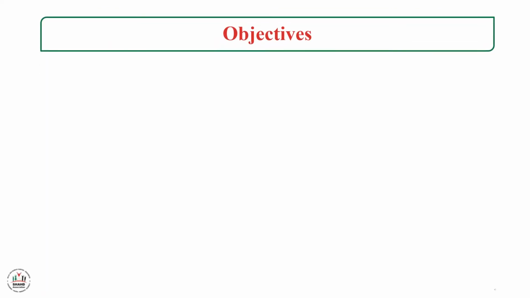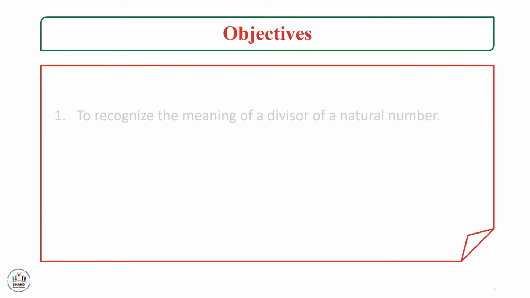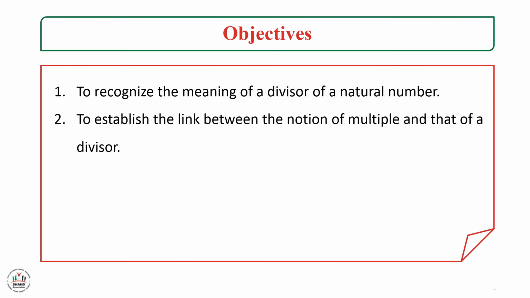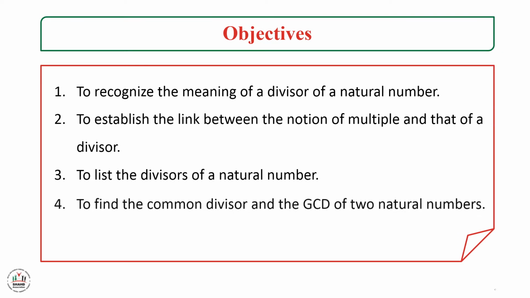The objectives of our lesson are: first, how to recognize the meaning of a divisor of a natural number. Second, how to establish the link between the notion of a multiple and that of a divisor. Third, how to list the divisors of a natural number. And the last one, how to find the common divisors and the GCD of two natural numbers.